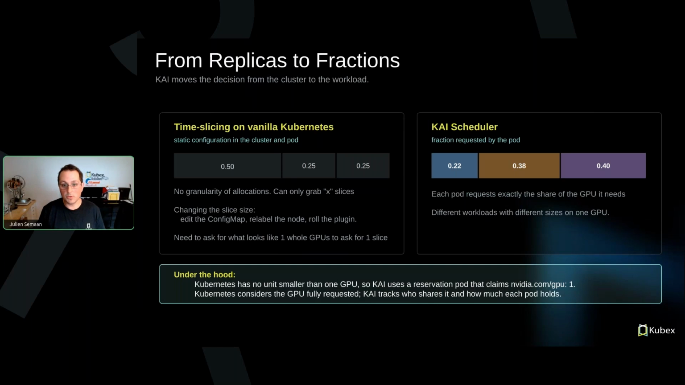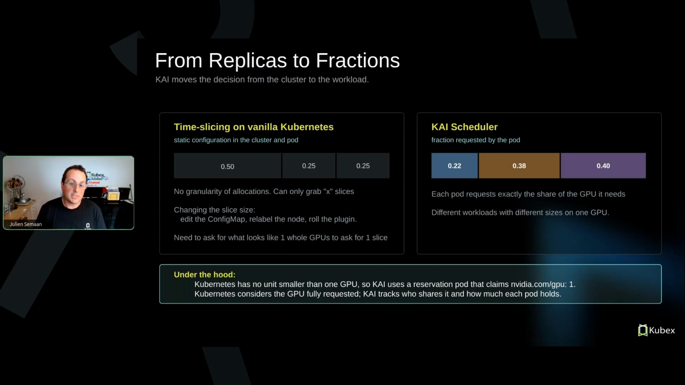So the key change that we want to do here is to set where the fraction is defined. With basic time slicing, the cluster administrator chooses that fixed number of replicas for every GPU. The workloads request one or more of these slices, but they're still choosing from a cluster-wide configuration. Changing the size means the plugin has to be completely reconfigured and rolled out through the nodes.